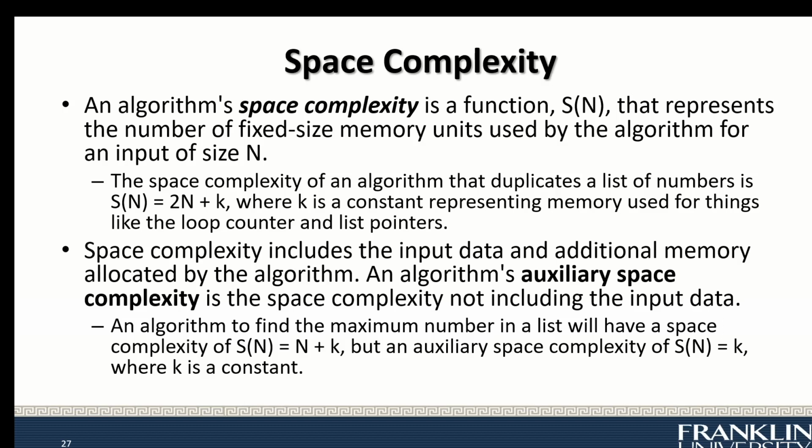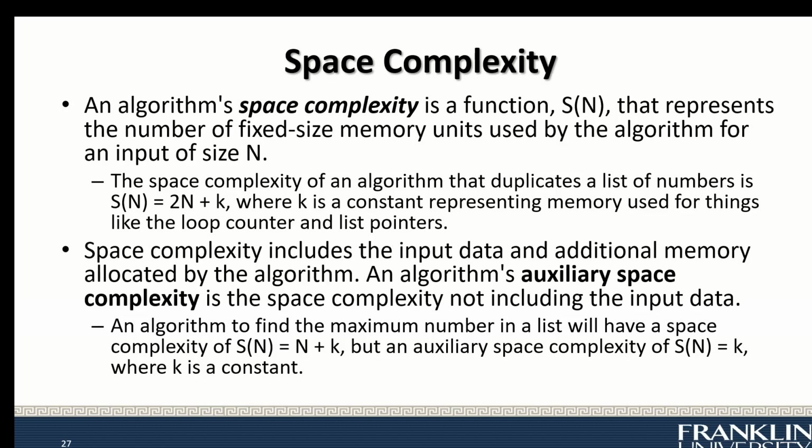Consider the space complexity for an algorithm that duplicates a list of numbers. Remember the array-based list? If I need to increase the size of the array to hold more data, I need to allocate a new list and copy all the data, and the new array requires 2 times more memory. In this case, the space would be like 2n plus k. K is just some constant representing the memory used for other things like the loop counter and other stuff that you use in the function or in the program.